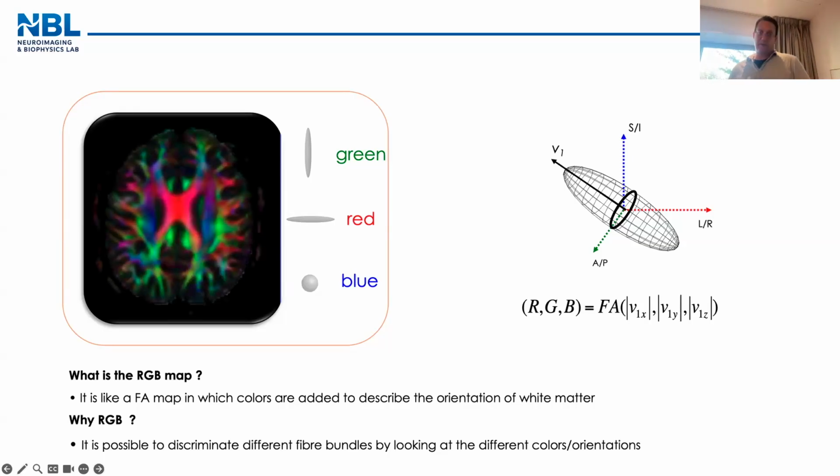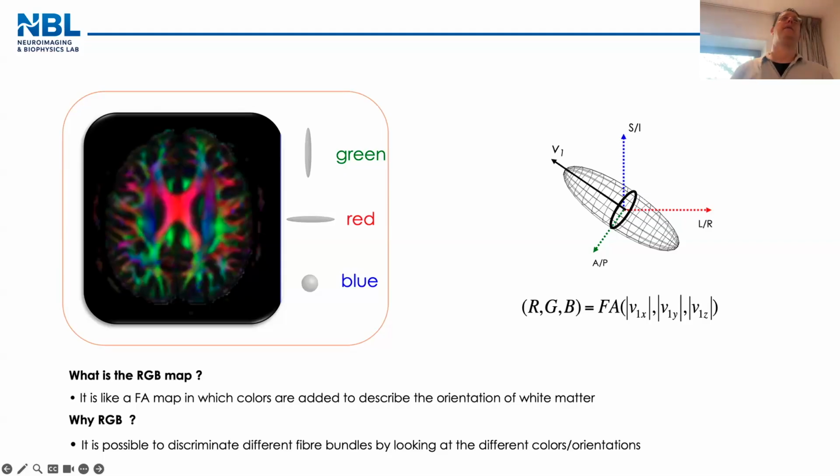Now, you see an image like that many times, but what it means is that with red, for example, we clearly have fibers that are going fully left-right. It's fully on the axis. When you have blue, we have fibers going superior-inferior along the Z-axis, and green is anterior-posterior. And of course, we have other colors depending on the different angles.